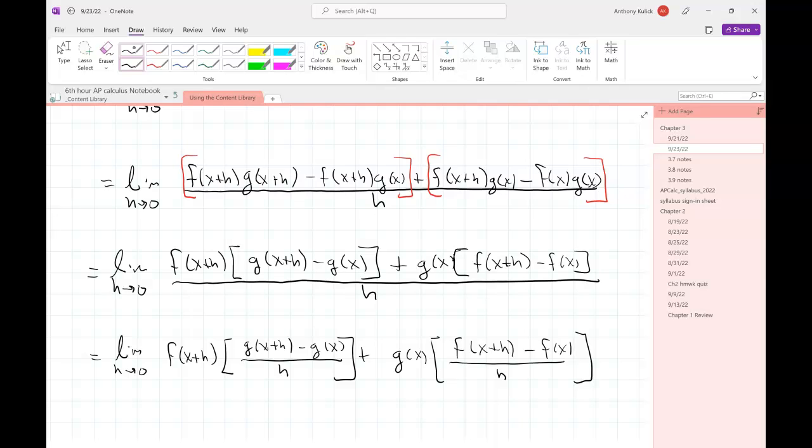But look at what I have in the brackets there. Other than missing a limit, that's the definition for the derivative of g and the derivative of f. Everybody agree?